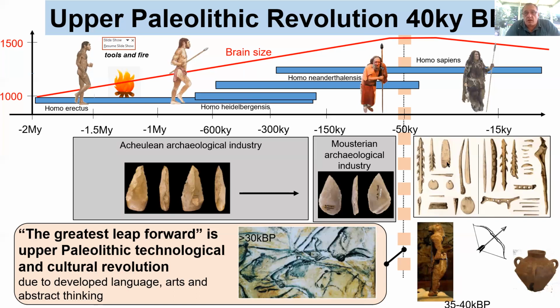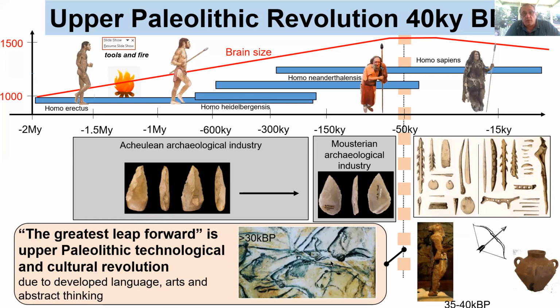And human society becomes very different. It becomes inventive. They have a variety of different, very refined tools, which are shown here. Sculptures, inventions, arts, paintings.